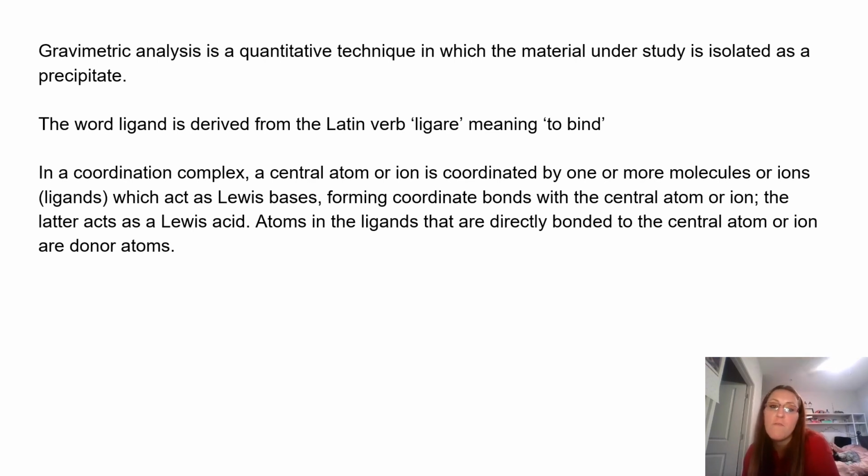The word ligand is derived from the Latin verb ligare, meaning to bind. In a coordination complex, a central atom or ion is coordinated by one or more molecules or ions, ligands, which act as Lewis bases, forming coordinate bonds with the central atom or ion. The latter acts as a Lewis acid. Atoms in the ligands that are directly bonded to the central atom or ion are donor atoms.